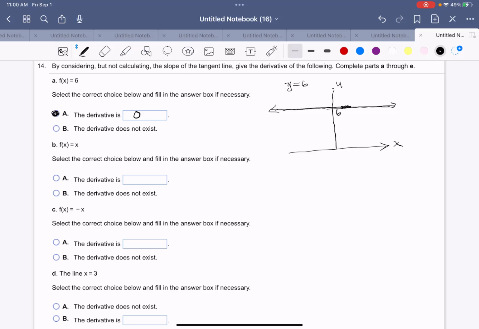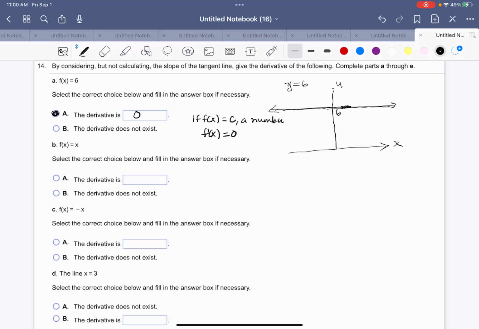Now later on, we're going to learn that if f of x equals a constant or a number, we'll just say c, then f prime of x is always going to be 0. So we don't have to do the formula if it's a constant. The derivative will be 0 for that function if it's a constant function.